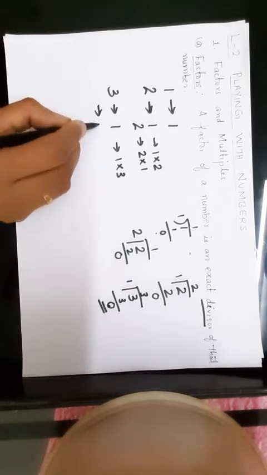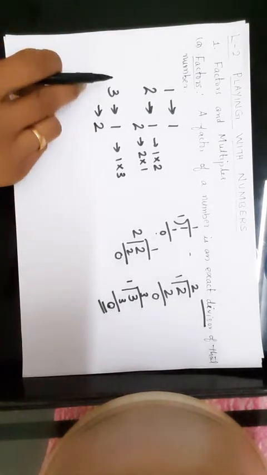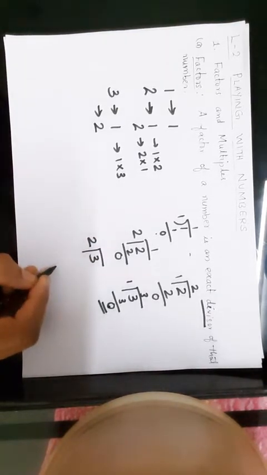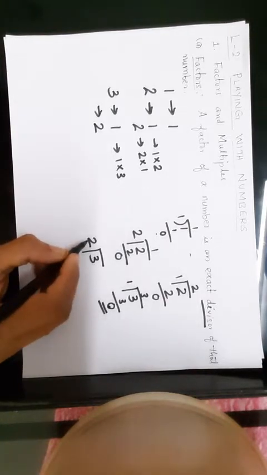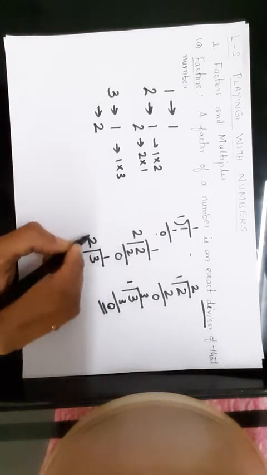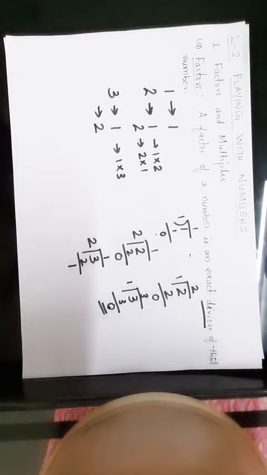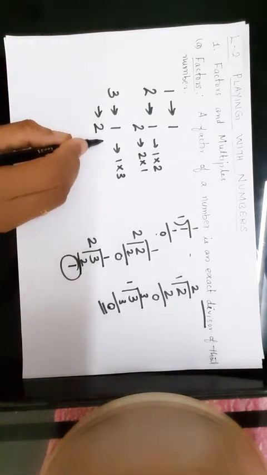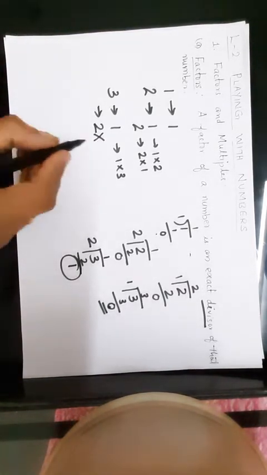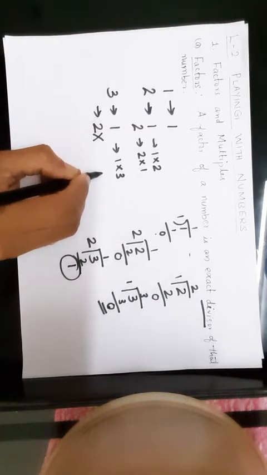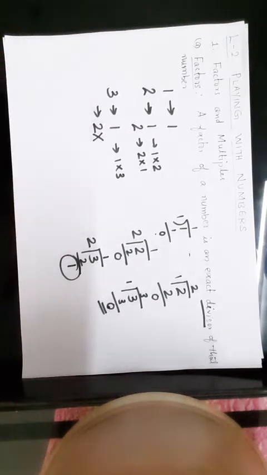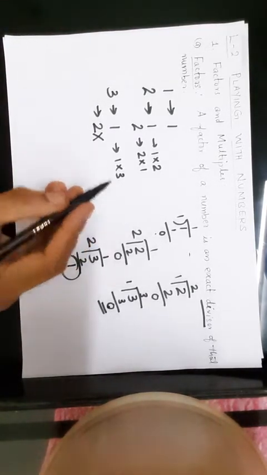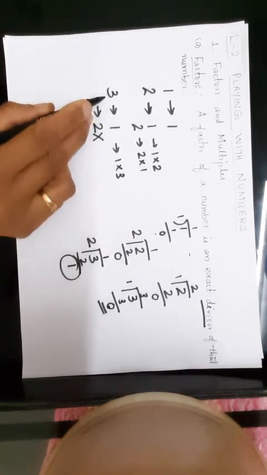Now let us see whether 2 is a factor of 3. For that, 3 should be divided by 2 and we should get remainder 0. How many times is 2 in 3? 1 time. 1 two is 2, remainder is 1. We are not getting 0. That means 2 is not a factor of 3, because no number multiplied by 2 gives 3.